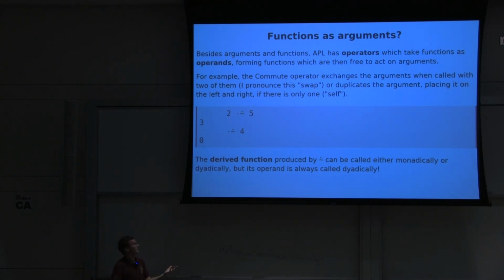And what the commute operator does is, you can apply it monadically or dyadically. Dyadically, I'll pronounce this swap. It flips the two arguments, so you get 5 minus 2 is 3. Monadically, it has one argument and it doubles that. 4 minus 4 is 0.